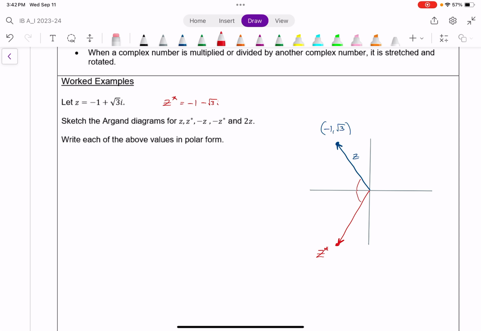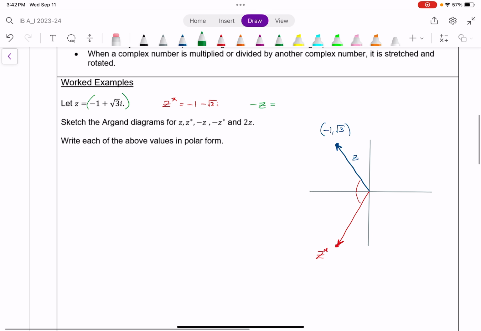And then I have minus z. Well, in this case, minus z would be all of this times -1. So it's +1 plus root 3i. And geometrically, that should be the same vector but going the opposite direction.